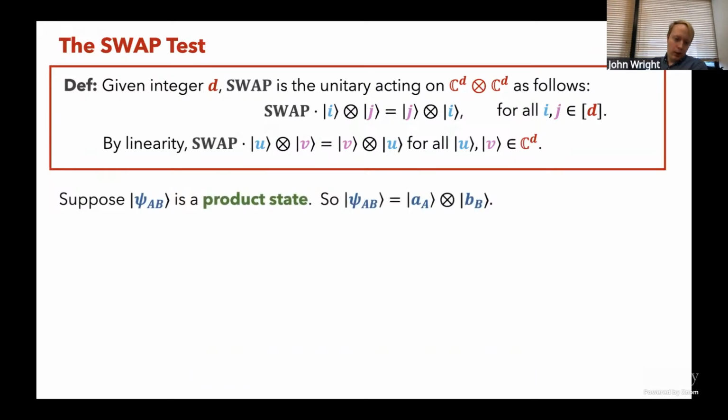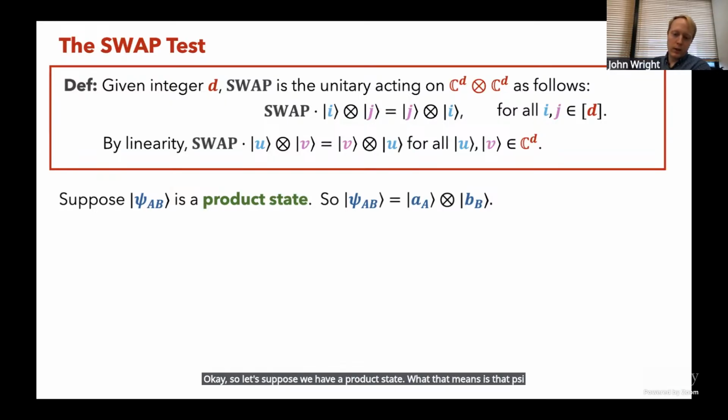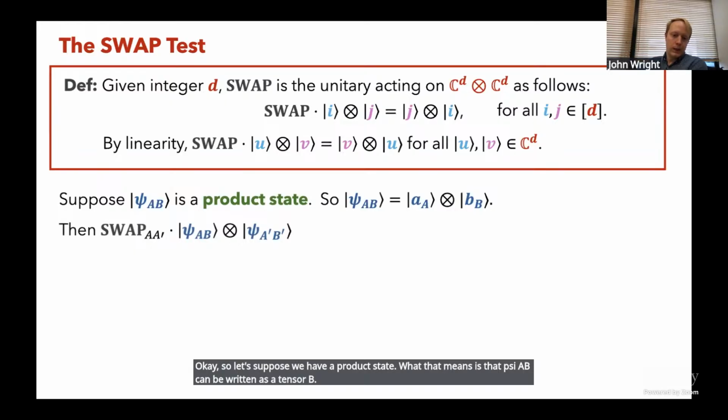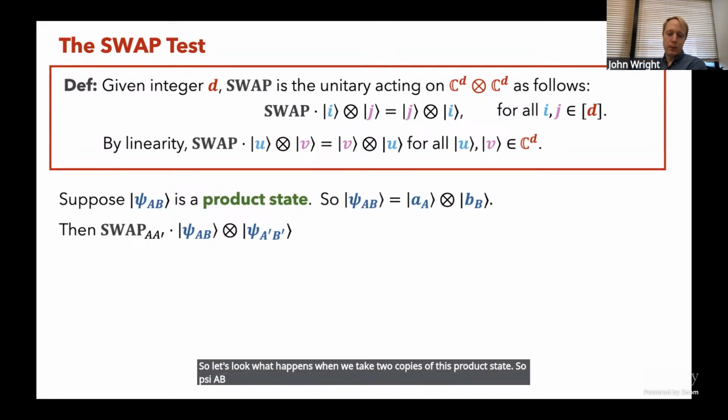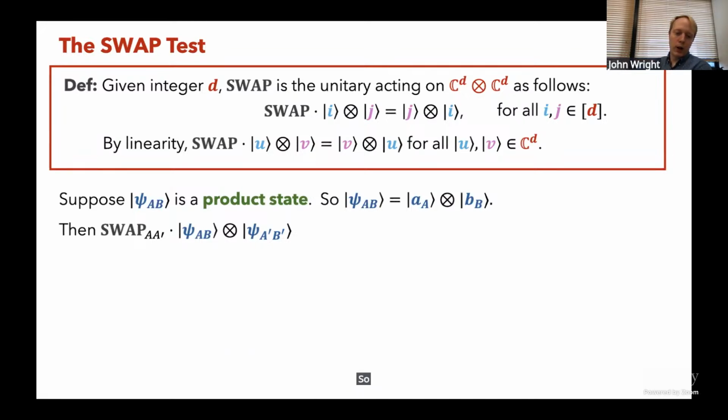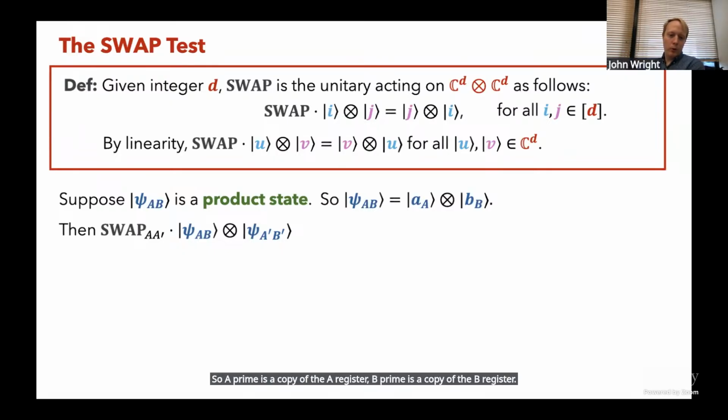Okay, so let's suppose we have a product state. That means psi AB can be written as A tensor B. Let's look at what happens when we take two copies of this product state: psi AB tensor psi A prime B prime, where A prime is a copy of the A register and B prime is a copy of the B register. And now I'm going to apply the swap unitary to the A and A prime registers.